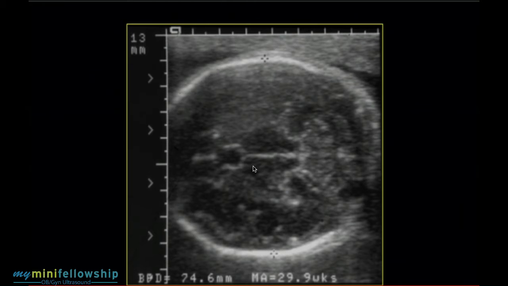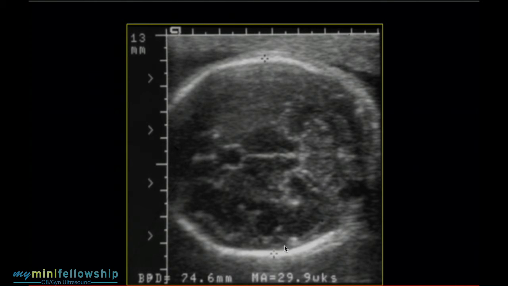The only remaining task is to properly position the electronic cursors at the endpoint of measurement. I measure middle to middle, which is satisfactory. Many people measure leading edge of the nearest calvarial bone to leading edge of the farthest calvarial bone. Either is perfectly acceptable. And we will call that measurement 75 millimeters. So the correct BPD of this fetus is 75 millimeters.